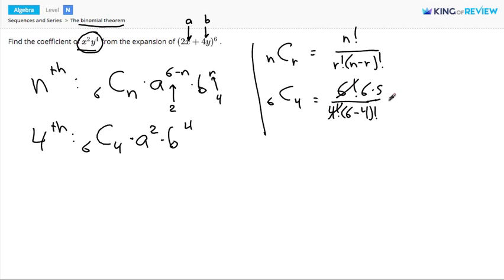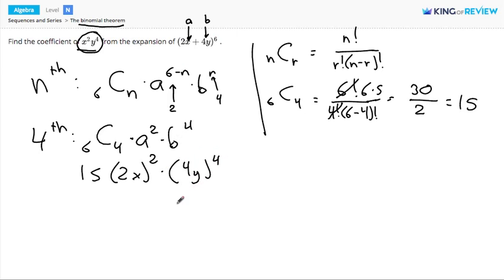6 times 5 is 30. 6 minus 4 is 2. 2 factorial is 2 times 1, which is 2. And 30 divided by 2 is 15. So now we have 15 times a, which is 2x squared, times b, 4y, to the fourth.